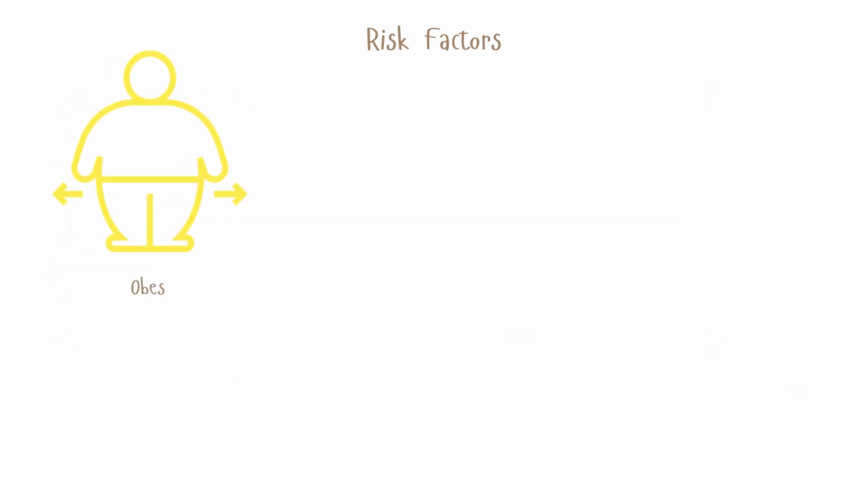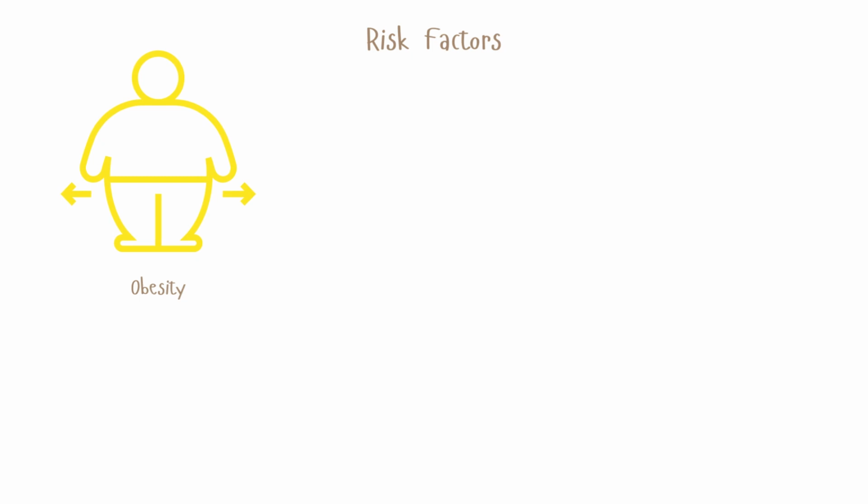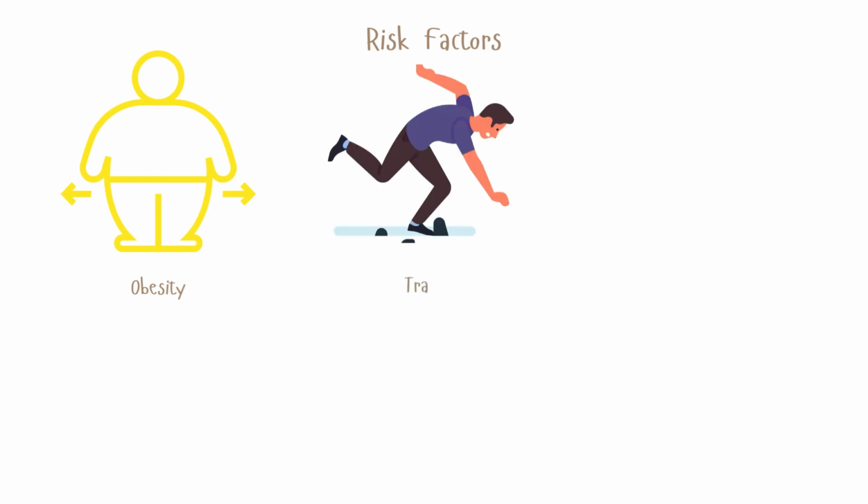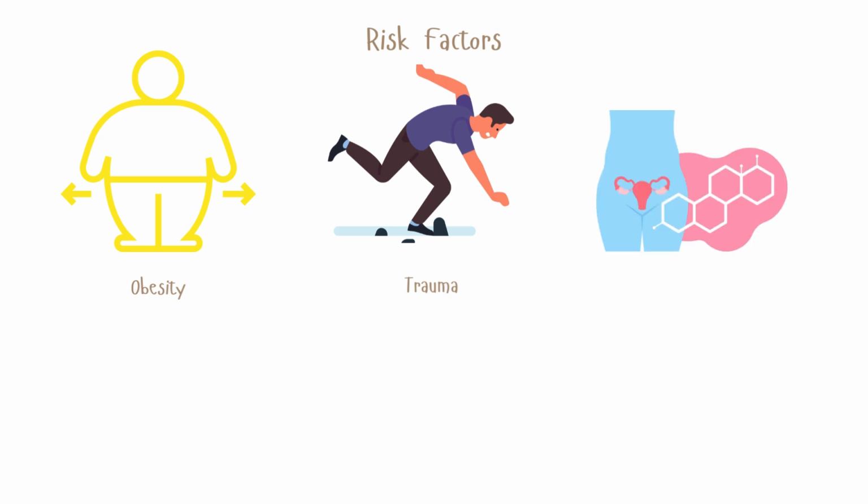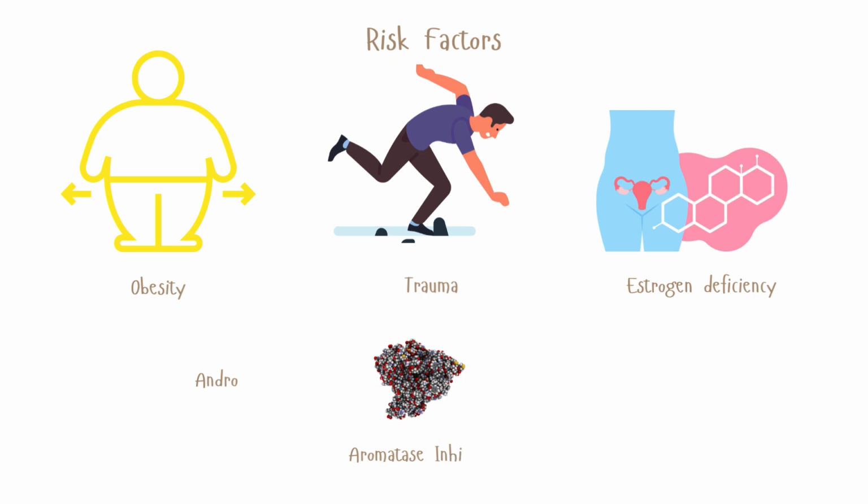Obesity due to cytokines that are released from adipose tissue may play a role. Trauma may cause unilateral osteoarthritis, and some hormonal factors such as estrogen deficiency, because estrogen suppresses bone resorption, and aromatase inhibitors, which inhibit the formation of estrogen.